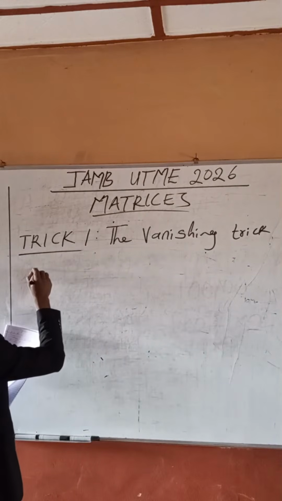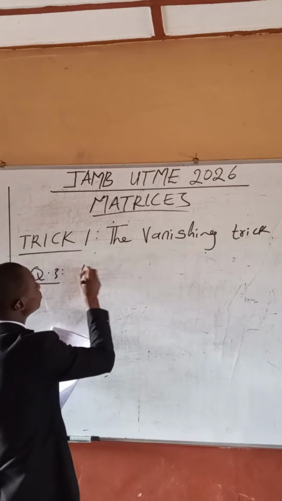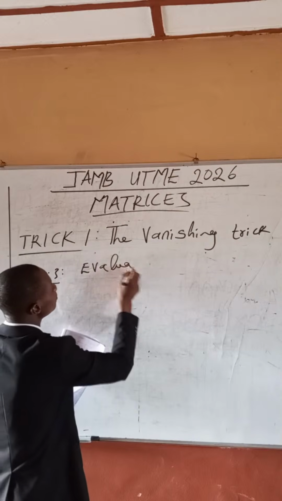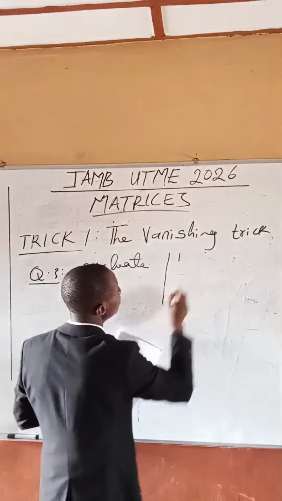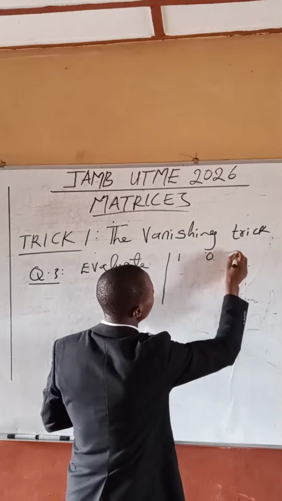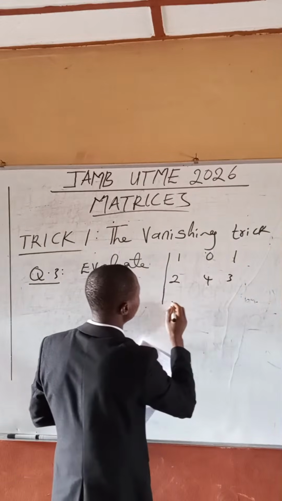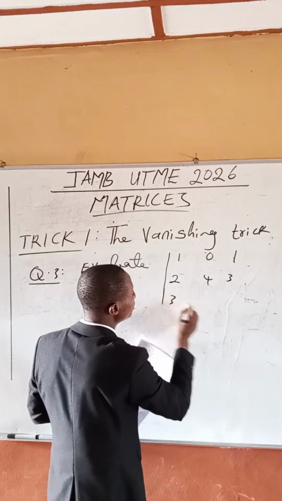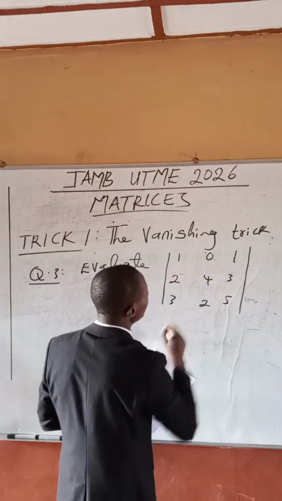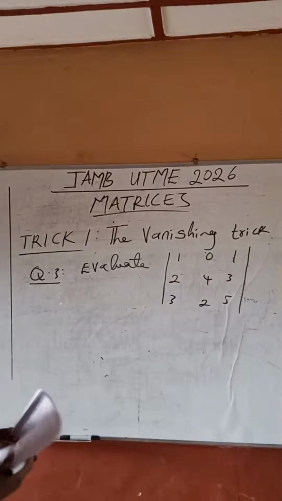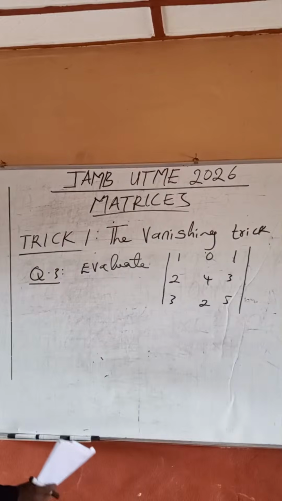Now, evaluate. Okay, that's question 3. Please, this is question number 3. Okay, we have to evaluate this. Evaluate 1, 0, 1, 2, 4, 3, 3, 2, 5. Okay, this is one of the questions. This is one of the questions we are going to deal with. This is matrices, and we are using the vanishing trick.